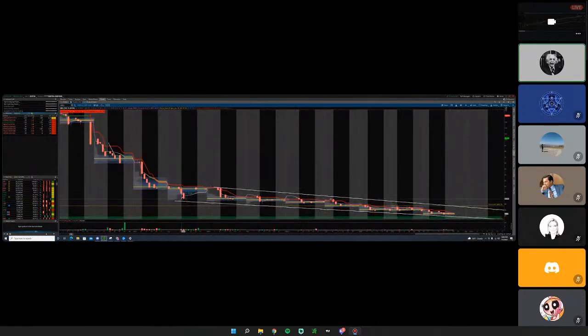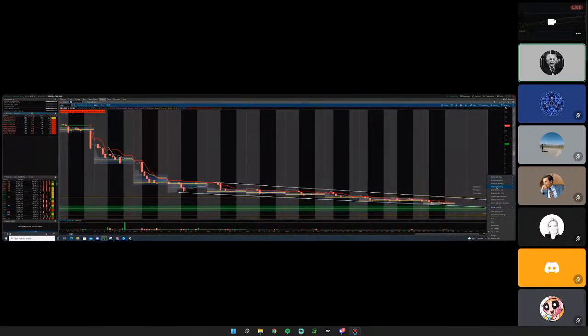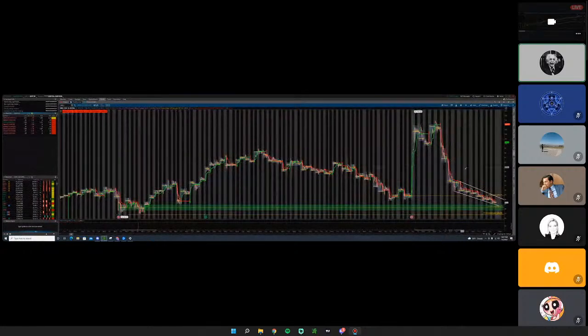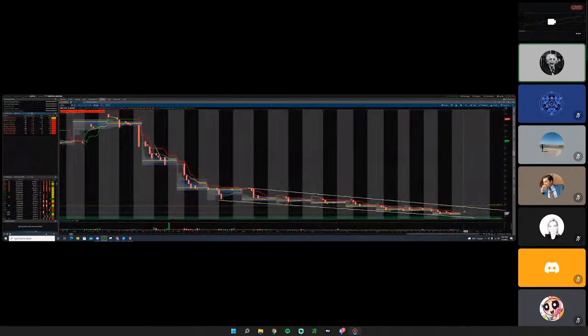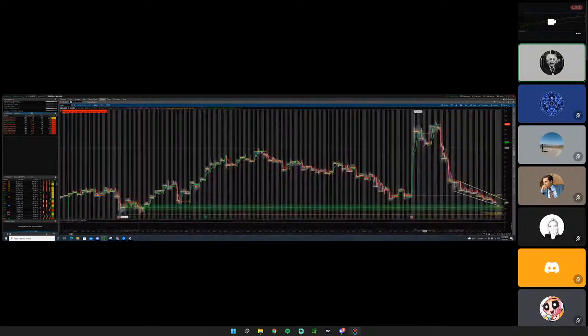If I can draw it nicely. Okay, maybe I can't. Okay. So I think it would make sense that it would bounce here, where it collides with the demand zone, as well as this being the bottom of this, if you want to call it a falling wedge or whatever you want to call it.